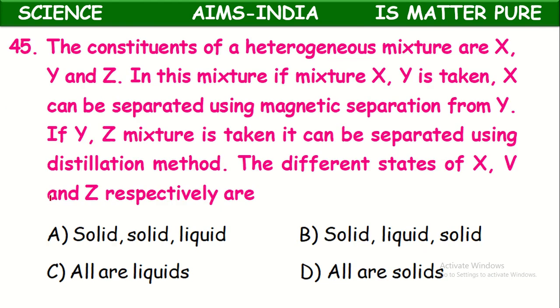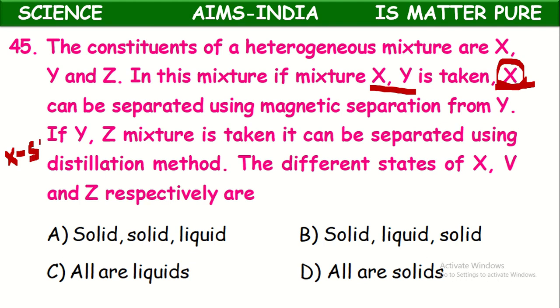Next one, the constituents of a heterogeneous mixture are x, y and z. Okay, a heterogeneous mixture is taken with the components x, y and z. In this mixture, if a mixture of x and y is taken, then x can be separated from y by using magnetic separation. So here one hint is given. If x and y are taken, x can be separated by magnetic separation. So x will be a magnetic substance. Generally magnetic substances are solids. So x should be a solid now. We can derive this clue.